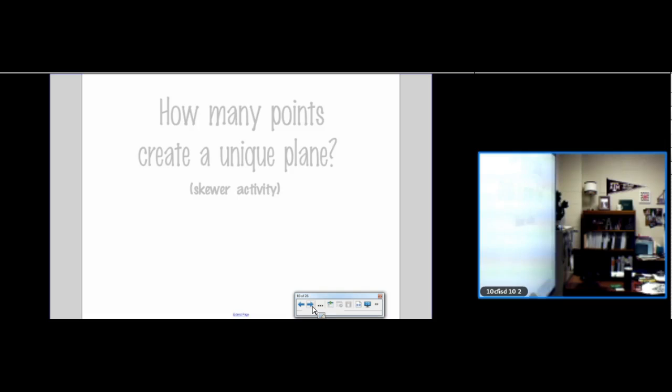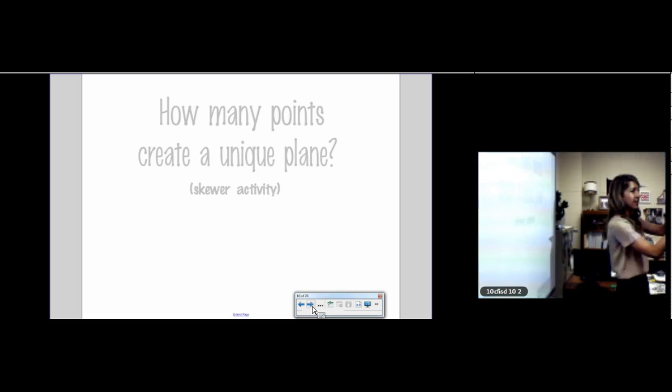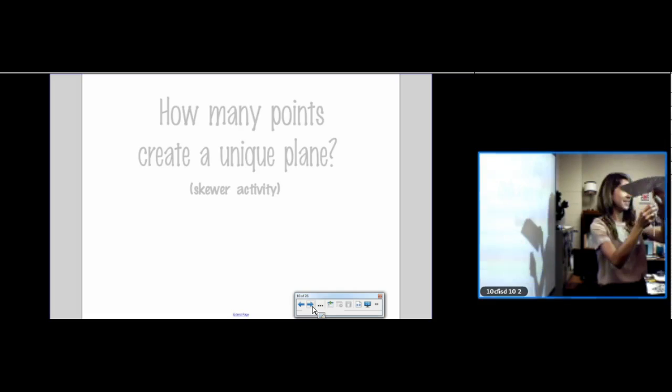On the tip, not the blunt end. Balancing, like using a point of the skewer. So, you've got your whiteboard and you're trying to balance this. I hope you can't, because you're not supposed to be able to.